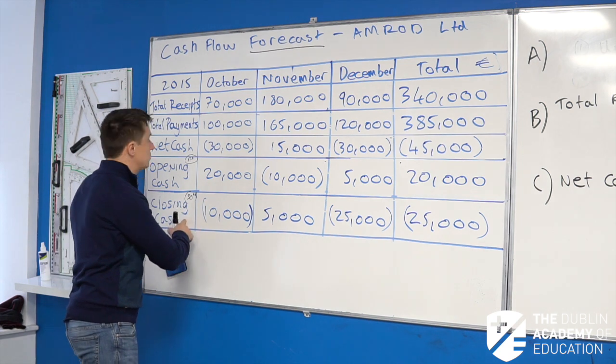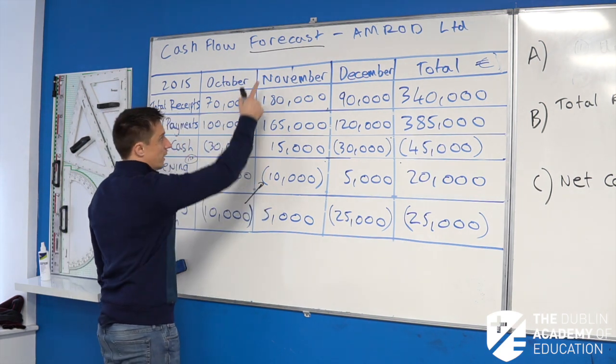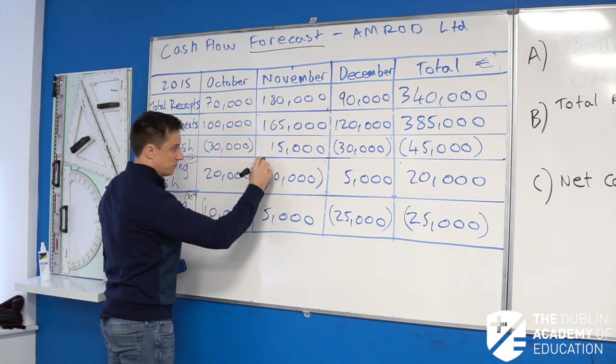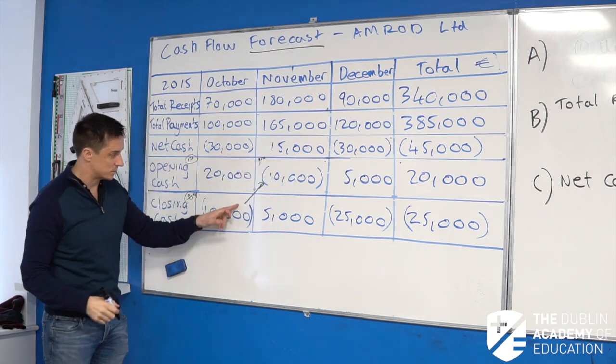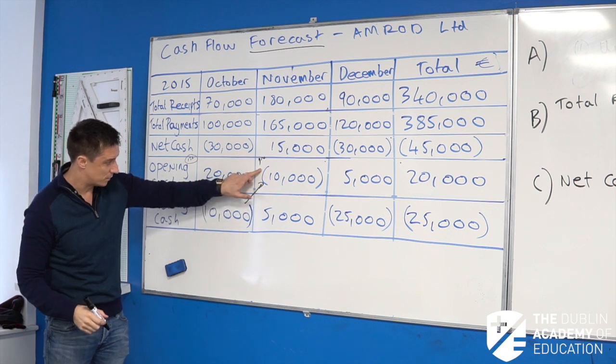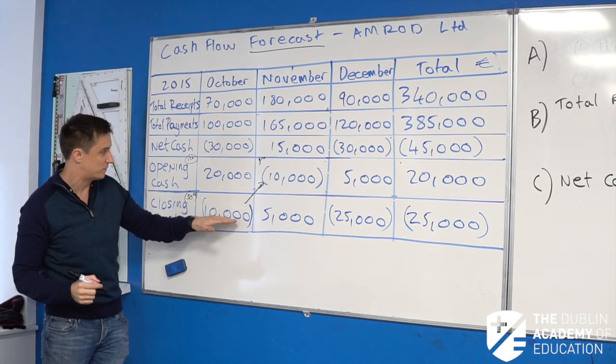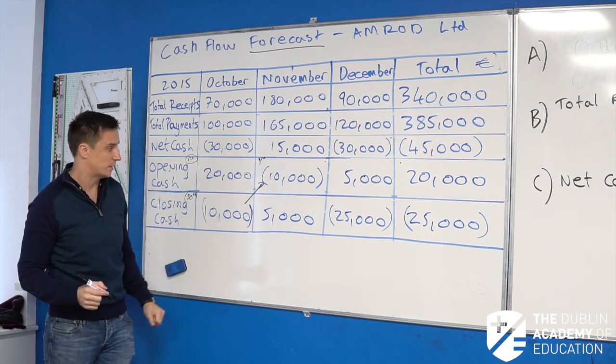So look at that, the closing cash for October is going to drag on to being the opening cash in November. So if you're looking there, right, what's the cash on the 1st of November? We see there's 10,000. Everyone see it? It overlaps, okay? So you finish off October with a 10,000 deficit, and on the 1st of November you're going to have a 10,000 deficit.